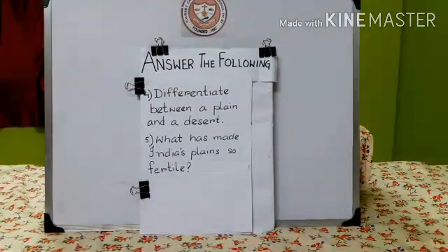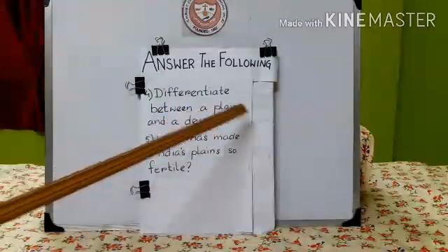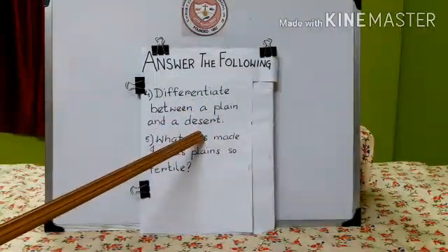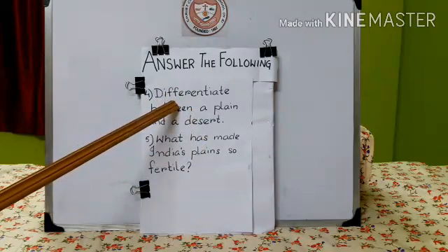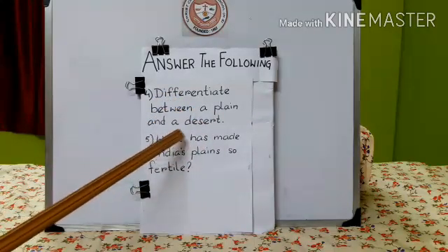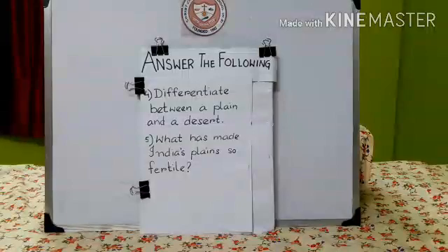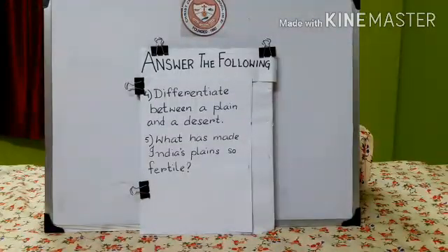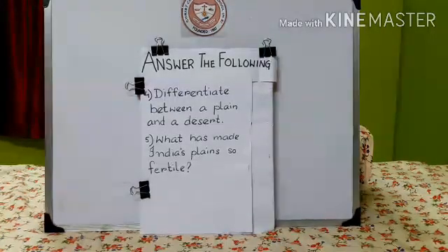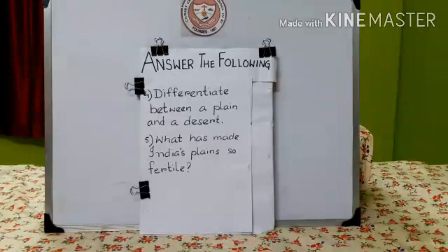Now question number 4 is, differentiate between a plain and a desert. I repeat, differentiate between a plain and a desert. So what can we write? We can write first the definition of both of them. For plain we can write, a plain is a fairly wide stretch of level land, and it is good for farming. Whereas deserts are sandy plains with sand covered area. Okay.